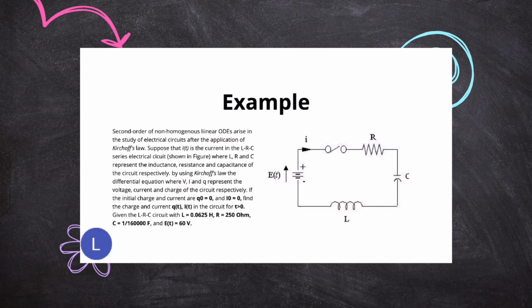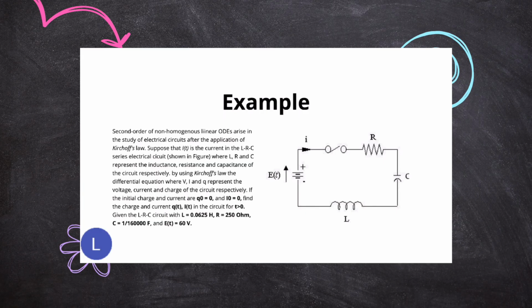Suppose that I in terms of t is the current in the LRC circuit as shown in the figure, where L, R, and C represent inductance, resistance, and capacitance of the circuit respectively. By using Kirchhoff's law, the differential equation where V, I, and Q represent the voltage, current, and charge of the circuit respectively. If the initial charge and current are Q naught equals 0 and I naught equals 0, find the charge Q in terms of t and current I in terms of t in the circuit for t more than or equal to 0.